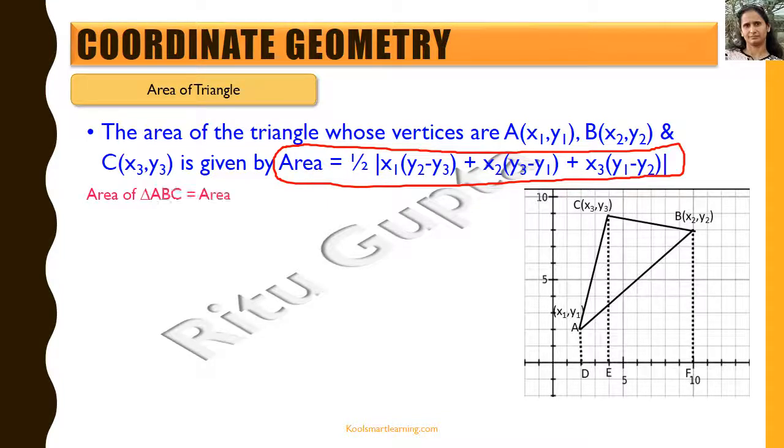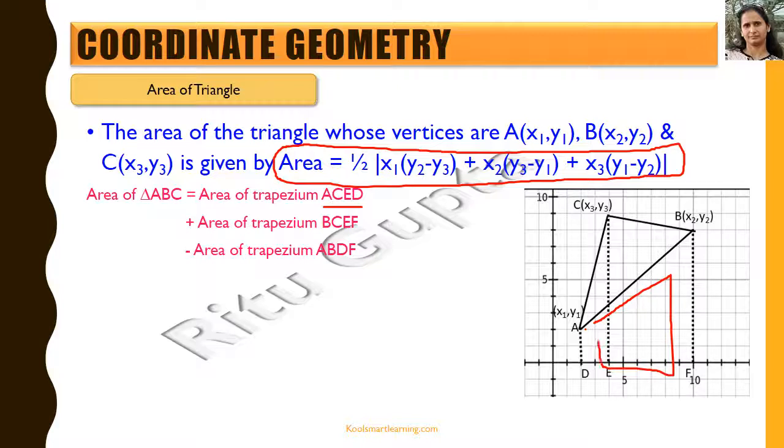Now we can clearly see that the area of this triangle ABC is equal to the area of trapezium ACED plus the area of the trapezium BCEF minus the area of this trapezium, which is ABDF, this one. So we are saying we take this area plus this area minus this area in red. So we get the area of this triangle.